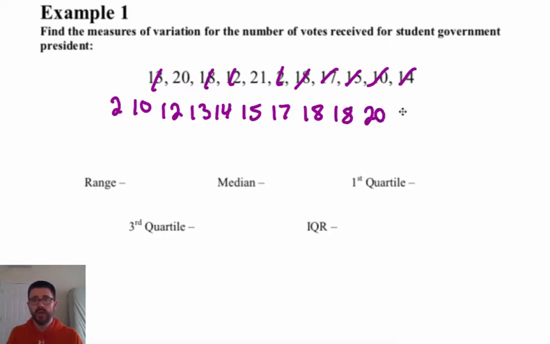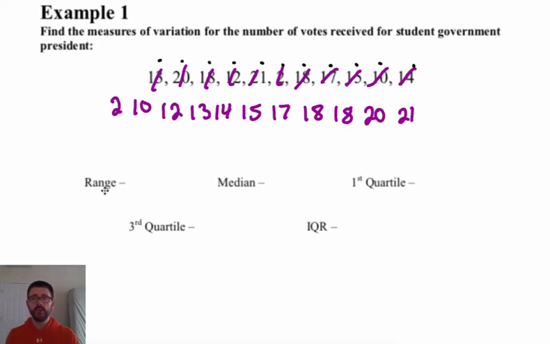And I have a 20 and a 21. As you get to these, it's super important to make sure we have all of the data values in our set. So I have 1, 2, 3, 4, 5, 6, 7, 8, 9, 10, 11. Good. So let's knock out the easy one first.